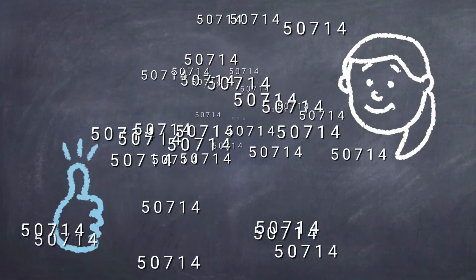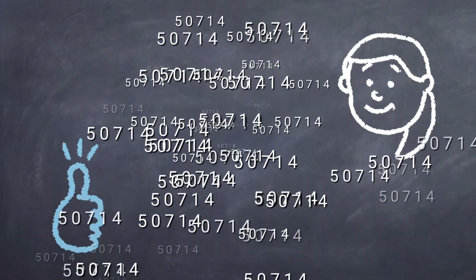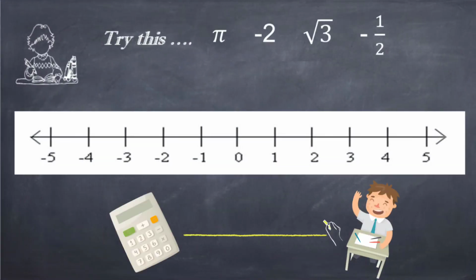Now that you have learned the definition and place of these real numbers on the number line, let's try to locate each of the following on the number line. But first, let's express each of the following into decimal form.